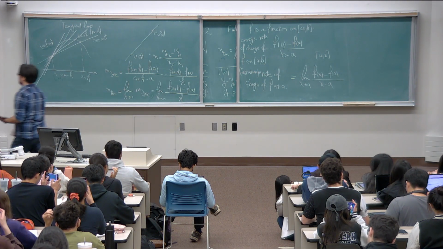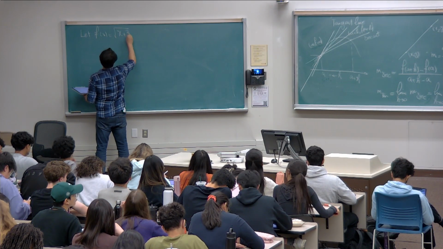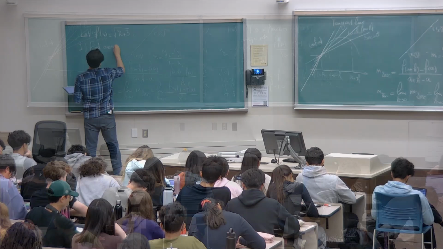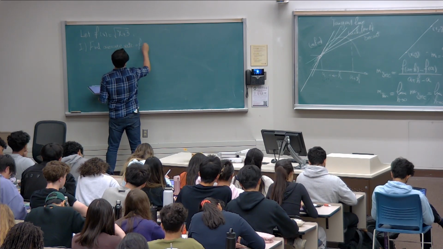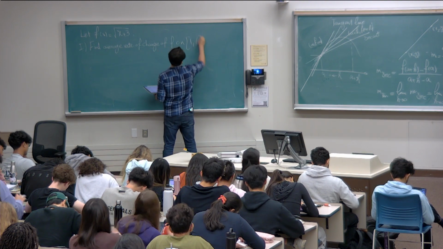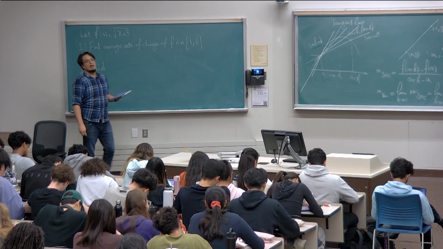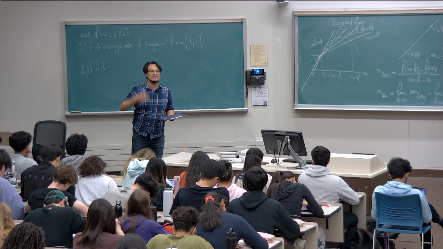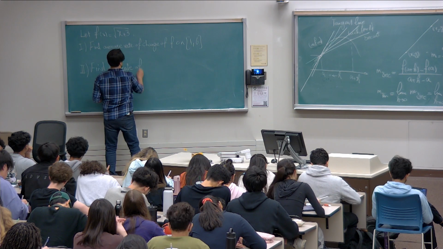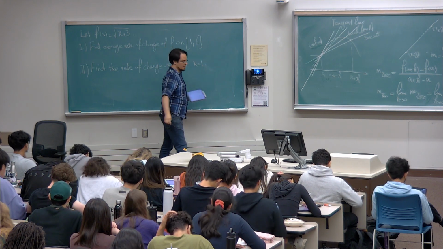Okay, let the function f be square root of x plus 3. Part 1, find the average rate of change of f on an interval from 1 to 6. Part 2, find the rate of change of f at x equal to 1. If I don't write instantaneous, it still means instantaneous, yes?